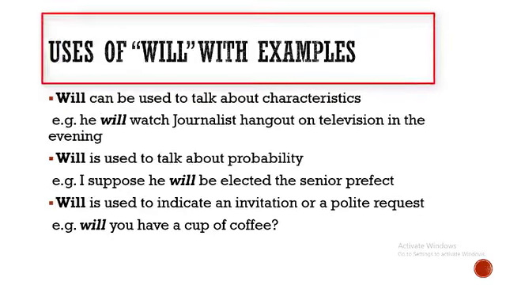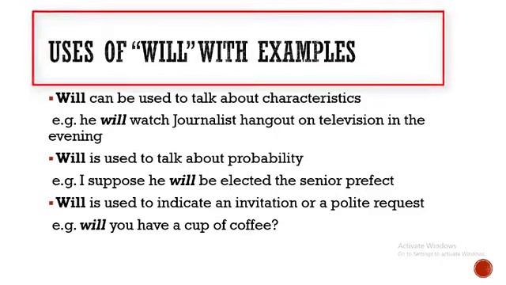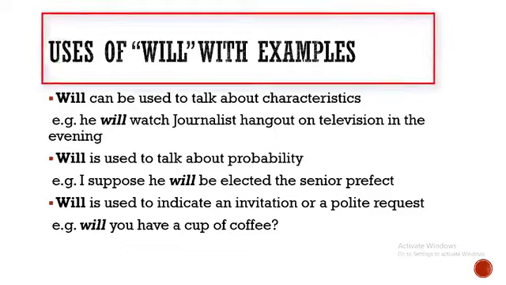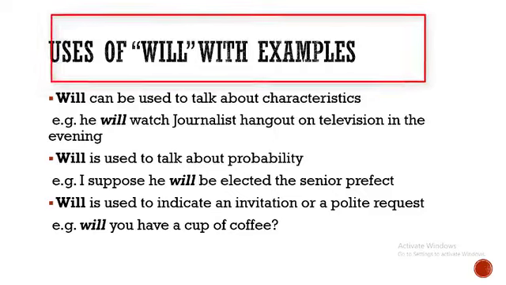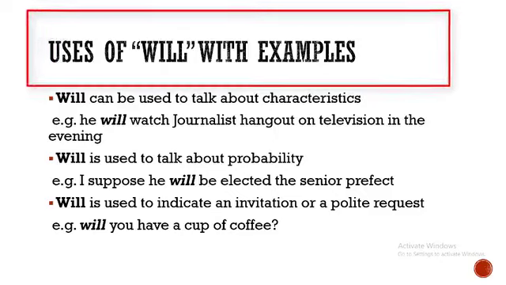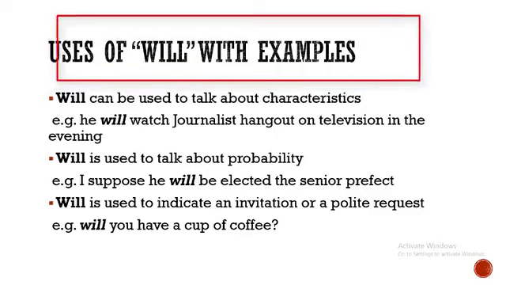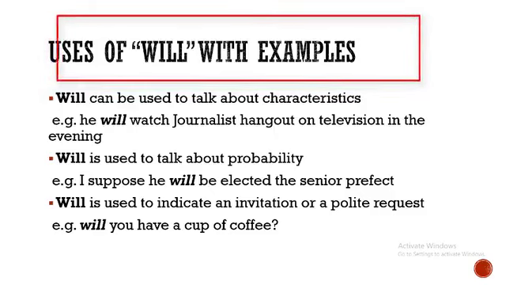Then also will can be used to talk about characteristics. He will watch journalists on television in the evening. I suppose he will be elected as senior prefect. That's to express probability. And you can also use it to indicate an invitation or a polite request. For instance, to say, will you have a cup of coffee? That is a polite request. Will you come home with me? That is a polite, formal invitation.